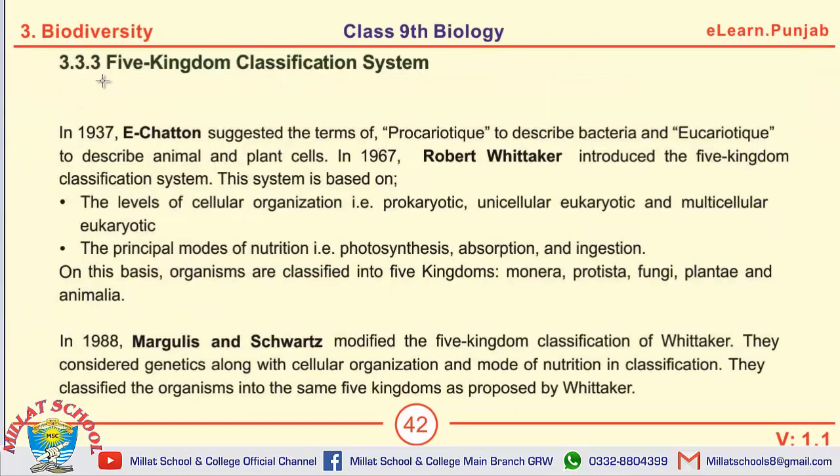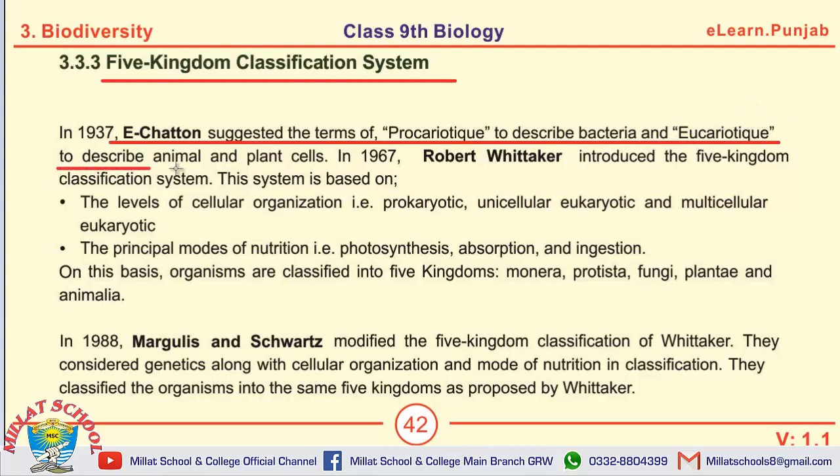Our next topic is the five kingdom classification system. The first question is the contribution of E. Cotton according to the five kingdom classification. E. Cotton suggested the term prokaryotic to describe bacteria and eukaryotic to describe animal and plant cells. What was the work of Robert Whittaker with reference to the five kingdom classification system? Actually, Robert Whittaker introduced the five kingdom classification system.